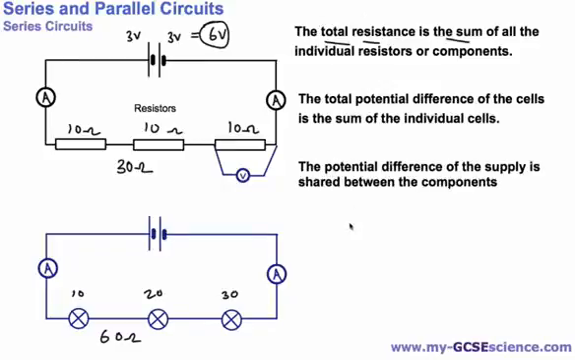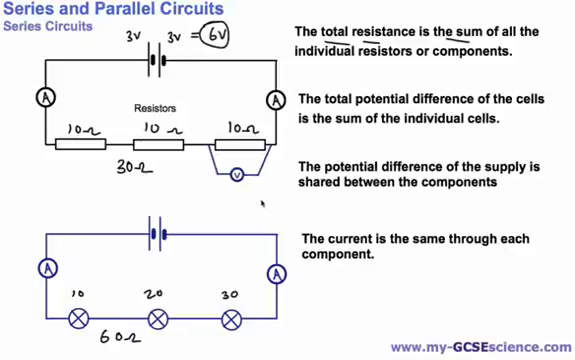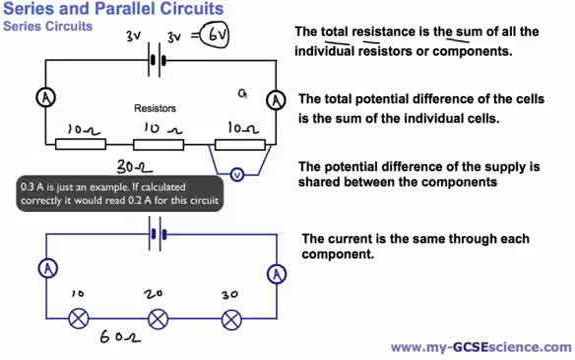And the last thing is that the current is the same through each component. So in fact the current is the same in any part of this circuit. So if I measured a current of 0.3 amps over here, wherever I measured that current, I could take it anywhere in the circuit, either between these resistors, anywhere along the circuit. That current would always be 0.3 amps. The current stays the same in all parts of the series circuit. Okay, so these are 4 important things that you must remember about series circuits.